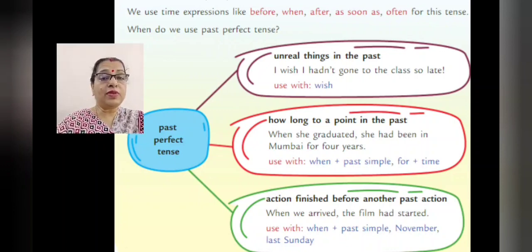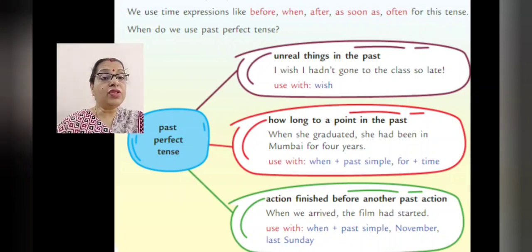When do we use past perfect tense? That is for unreal things in the past. When we say we wish, right? I wish I hadn't gone to the class so late. So here past perfect is hadn't gone. Then how long to a point in the past?